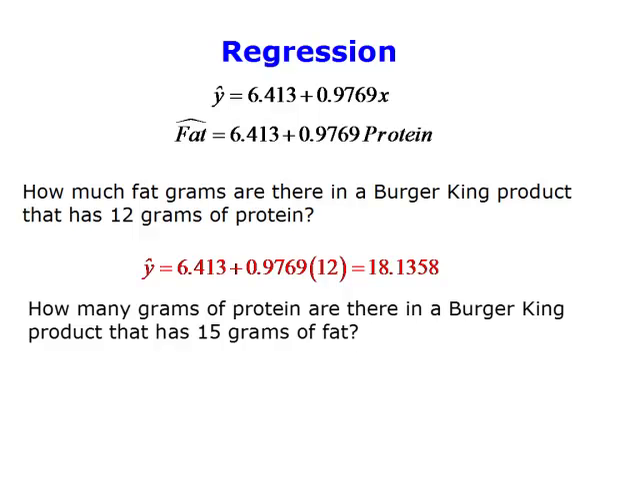How many grams of protein are there in a Burger King product that has 15 grams of fat? So here I'm giving you the y value and you need to find the x value. So we set 15 equal to 6.413 plus 0.9769 times x. We subtract the 6.413 from both sides, divide by 0.9769, and we get x equals 8.79. So that is the amount of protein in grams.